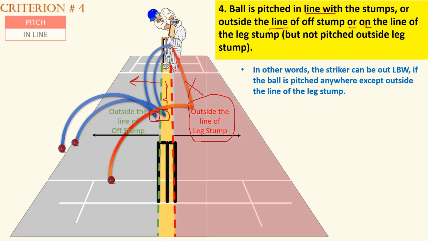Now the third animation: the ball is pitched outside the line of leg stump. Although it is going to hit the wicket, in this situation the batsman cannot be given out LBW. So the area that you see flashing red, in this area if the ball is pitched, the batsman cannot be given out LBW.